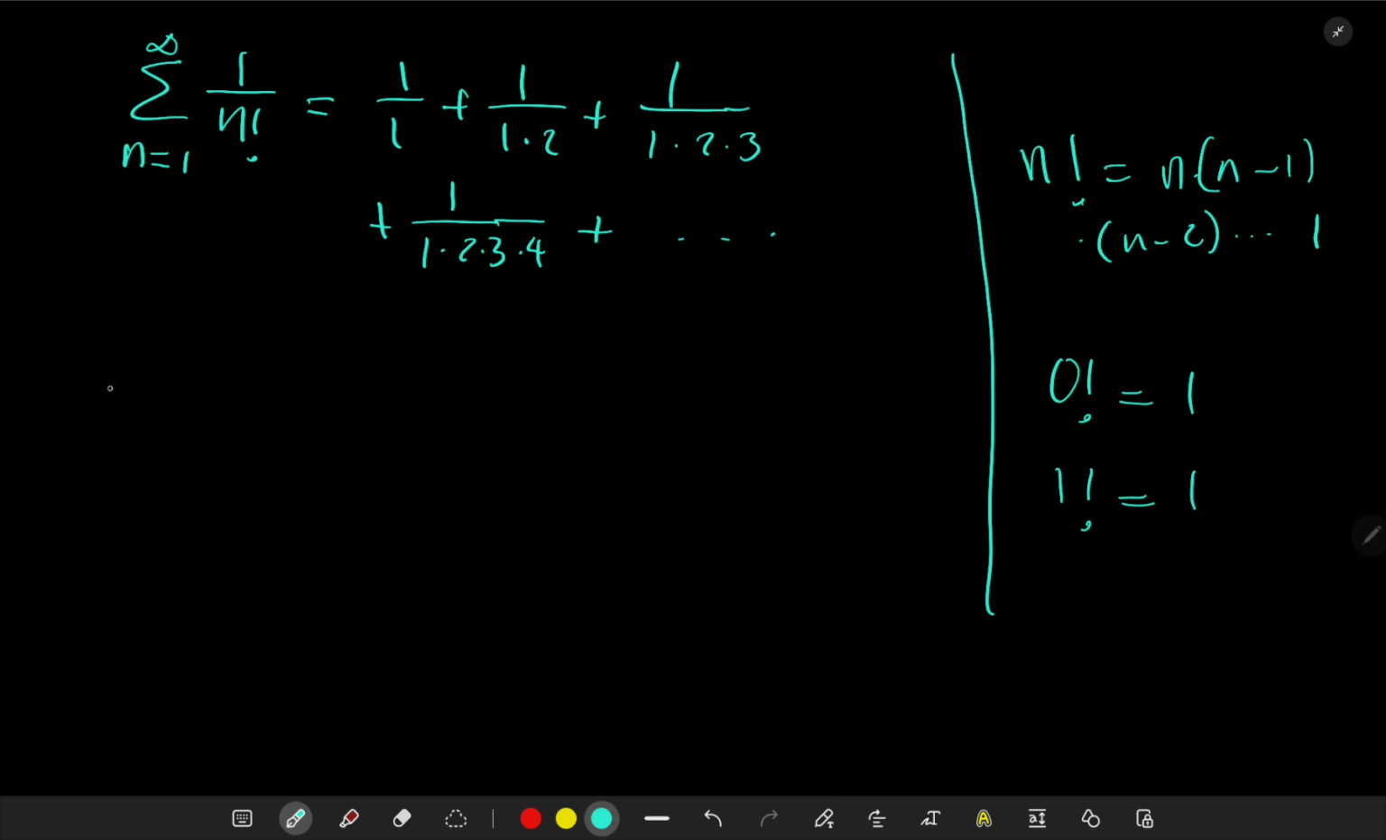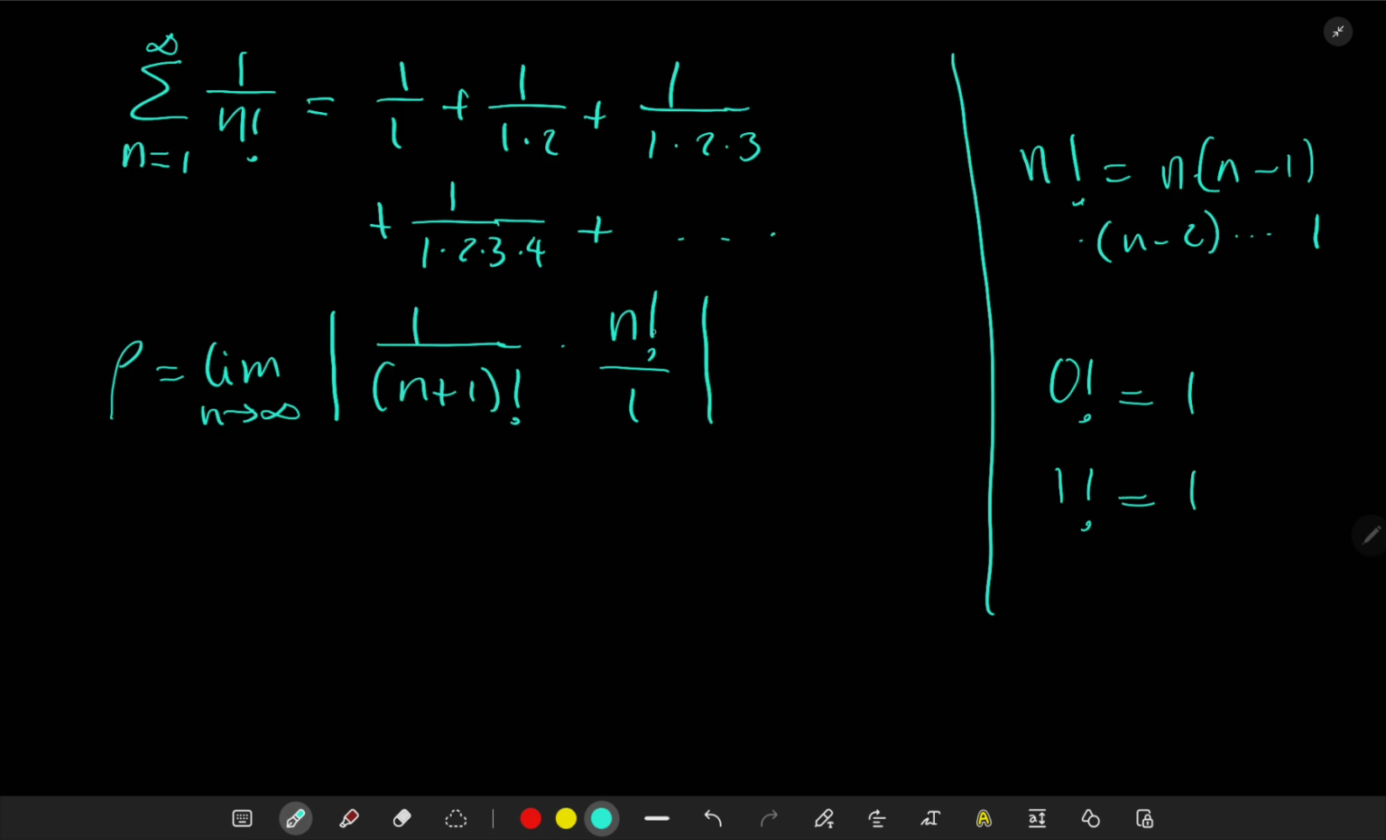All right, so our rho will be the limit as n goes to infinity of the absolute value of 1 over n plus 1 factorial, times the reciprocal of 1 over n factorial, which is n factorial over 1. So the limit I want is the limit as n goes to infinity of n factorial over n plus 1 factorial. And these factorials are going to be very important. That's why we're introducing them right now.